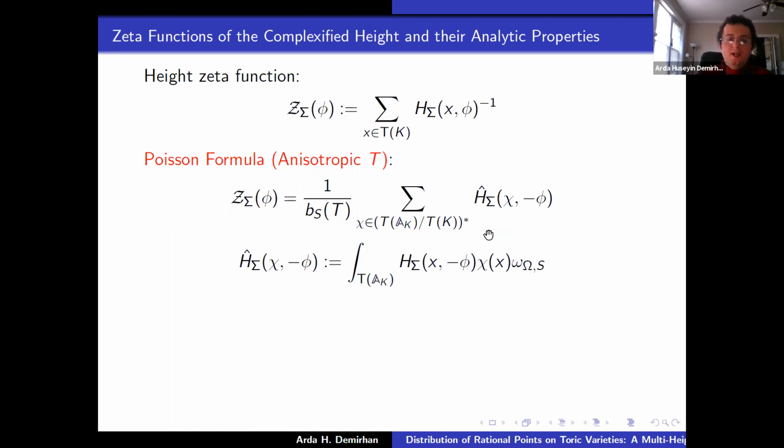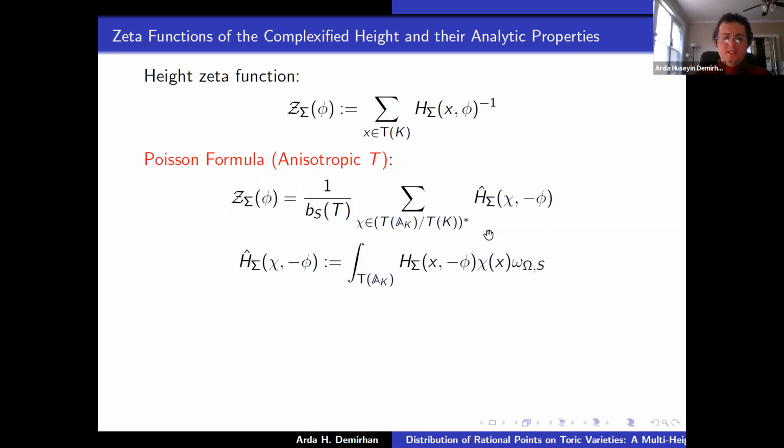Naturally, this definition is inspired by Tauberian theorems. And the height zeta function enjoys some nice analytic properties; the Poisson formula is one such. For the anisotropic case, I gave the expression there. We write the height zeta function as the sum of Fourier transforms, h hats, over characters, up to a constant. Here, as I said, h hat is a typical Fourier transform with respect to the adelic measure. The adelic measure omega doesn't depend on the choice of the capital Omega, which is a T-invariant differential form, by the way.